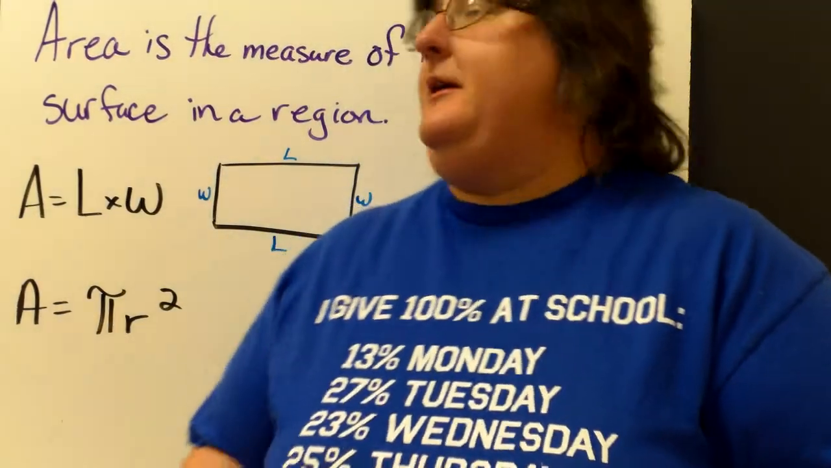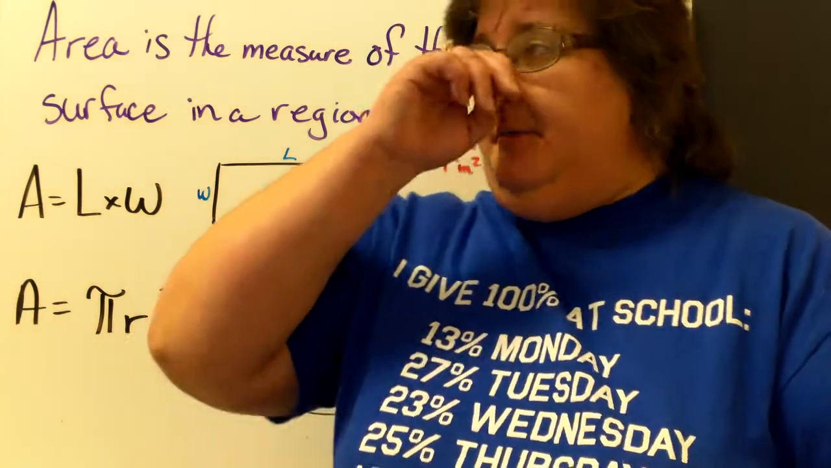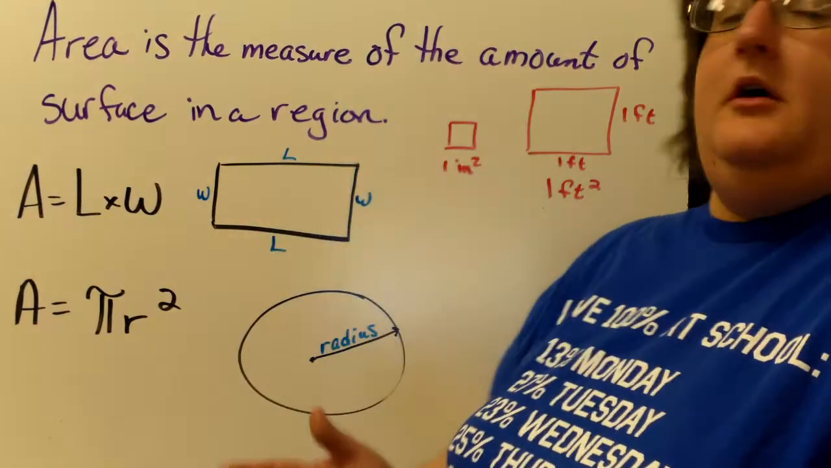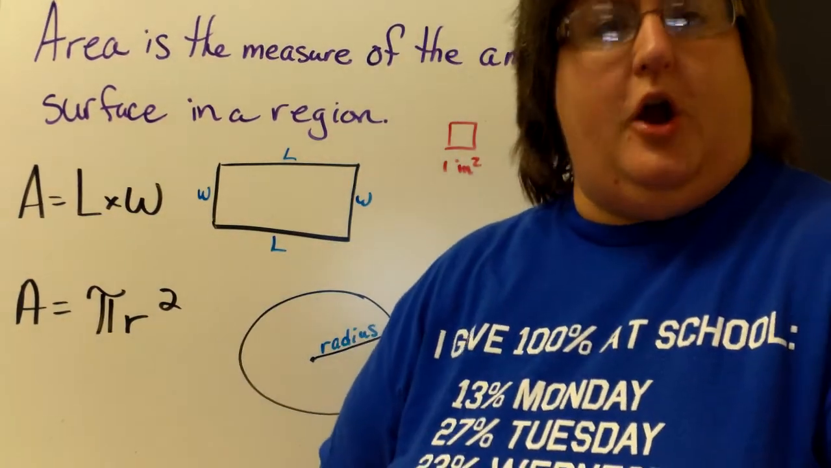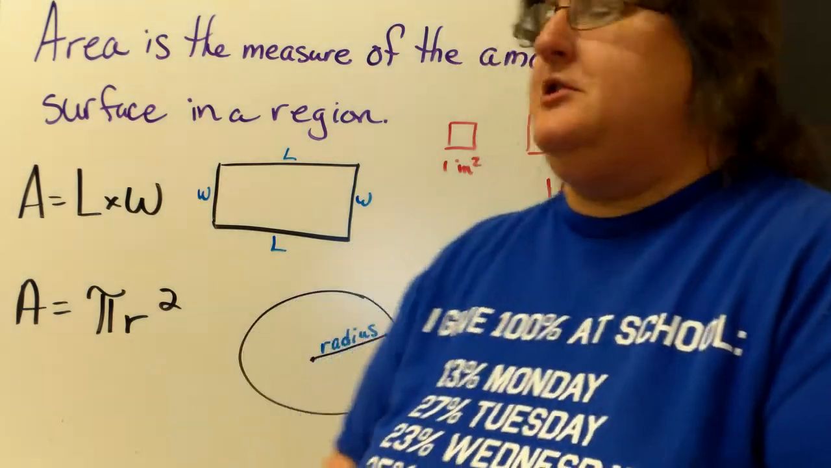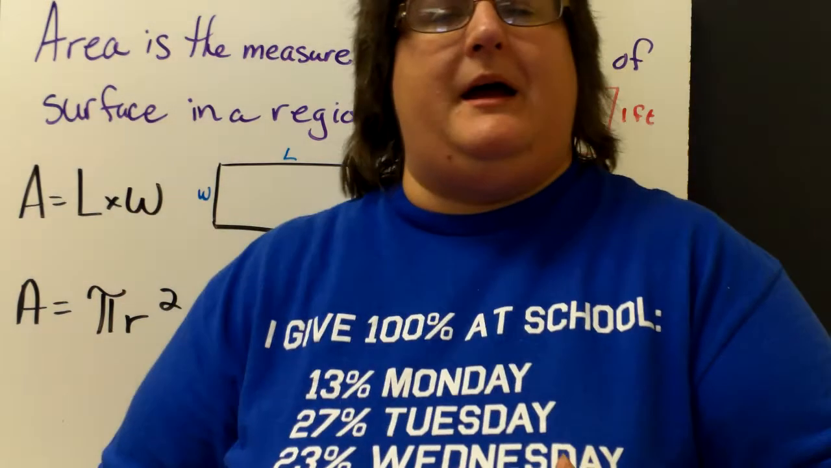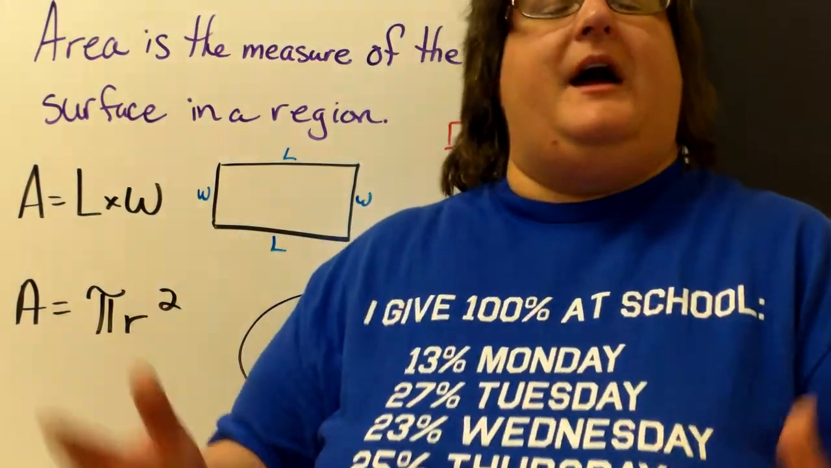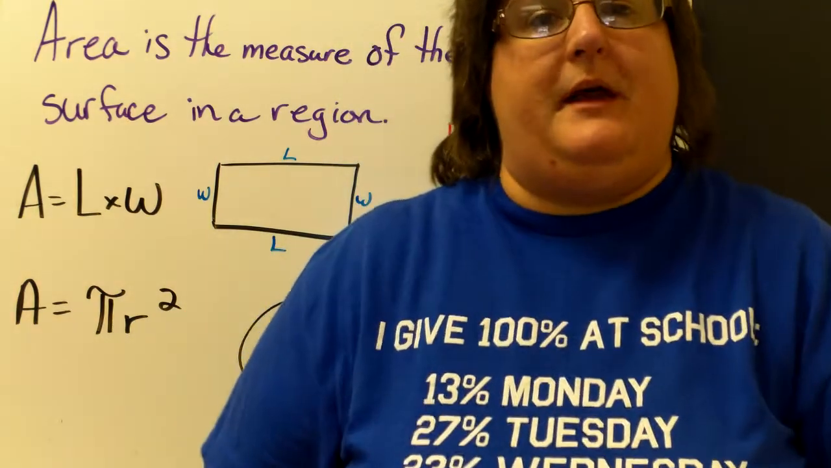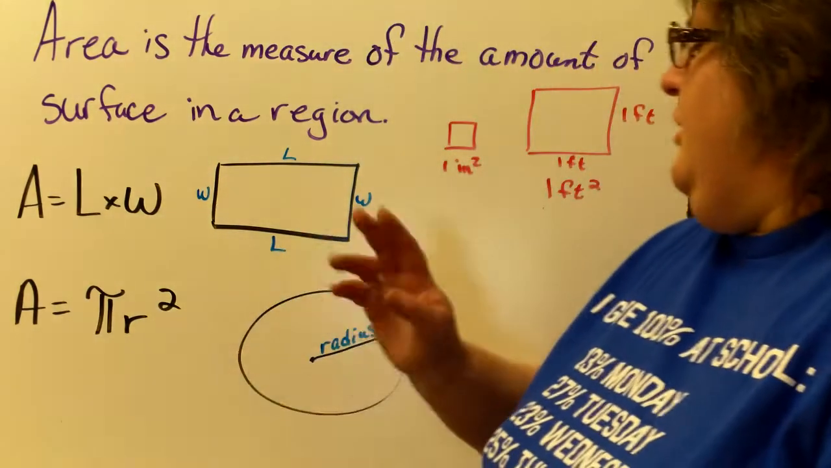Area is a topic that can sometimes be intimidating, but it doesn't need to be. Basically, area is the measure of the amount of surface in a region. Think of area rugs, carpeting, things of that nature. It's a two-dimensional concept, so you'll see square inches, square feet, square miles. If your answer is 5 square feet, that means it would take 5 squares that are a foot by a foot to cover that particular region.